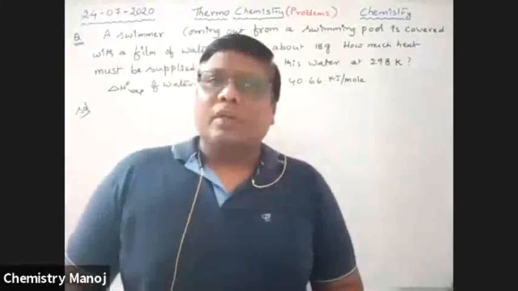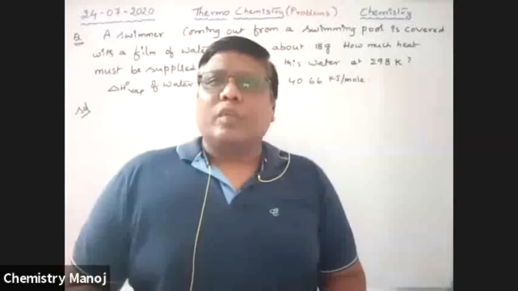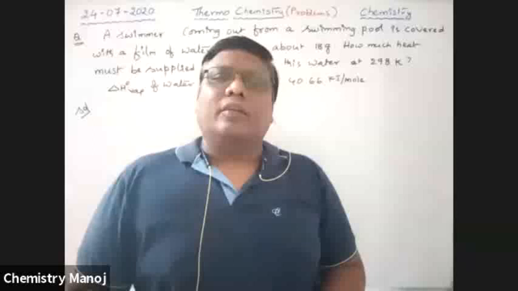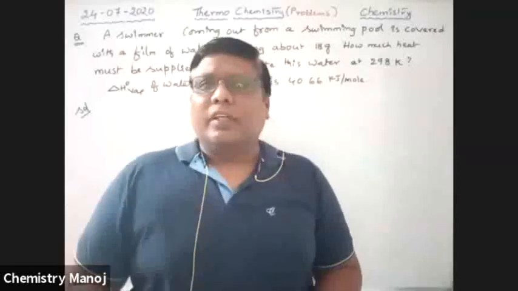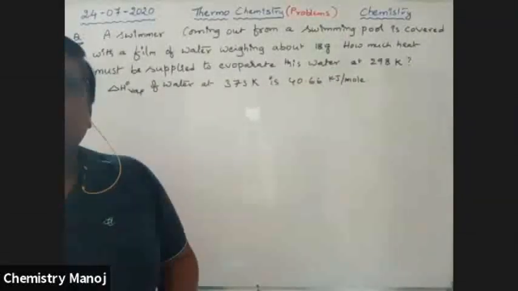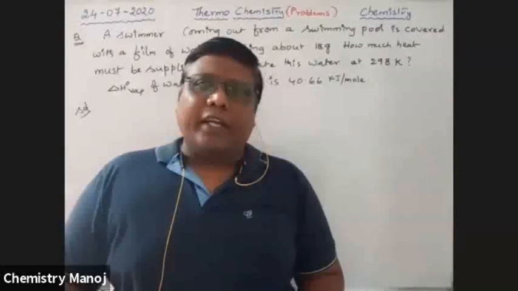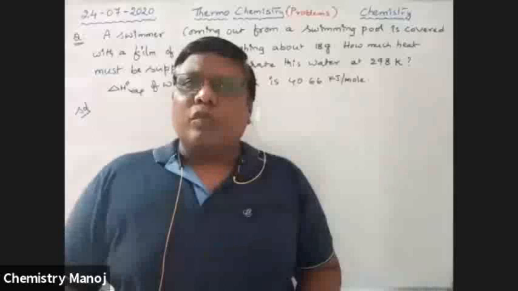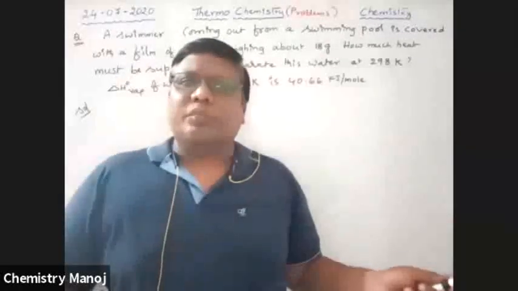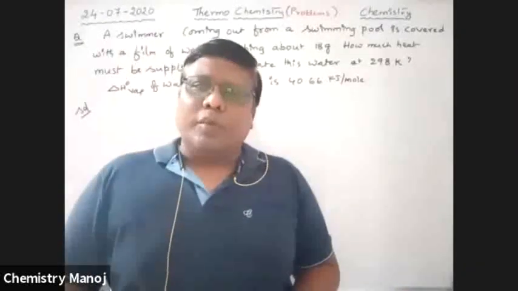See here, a swimmer just came from the swimming pool. His total body is covered with a water layer, and that water layer weighs 18 grams. That means 1 mole of water, weight by molecular weight, 18 by 18. That 1 mole of water is converted into vapor, so the volume of water is constant.